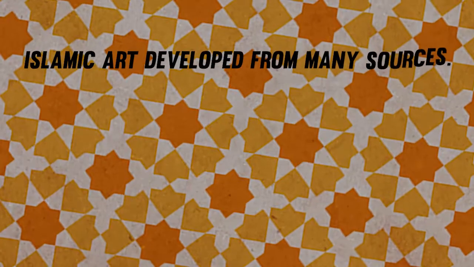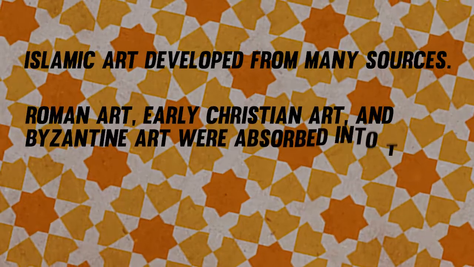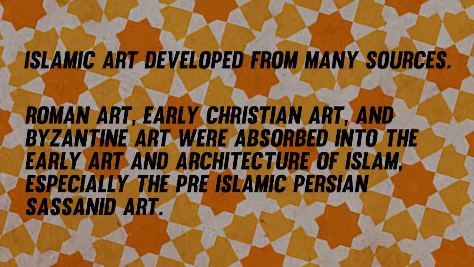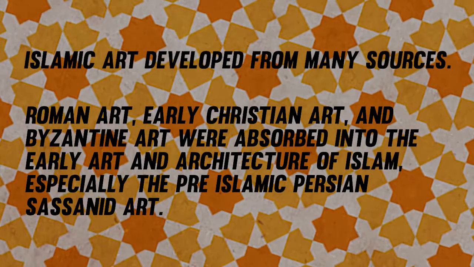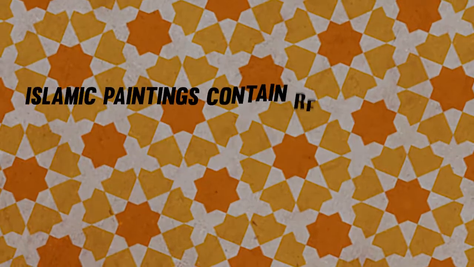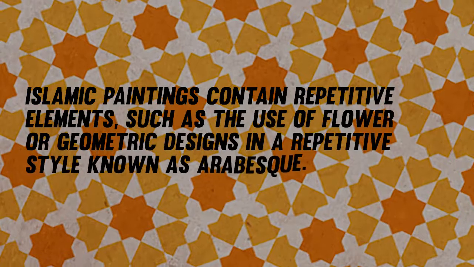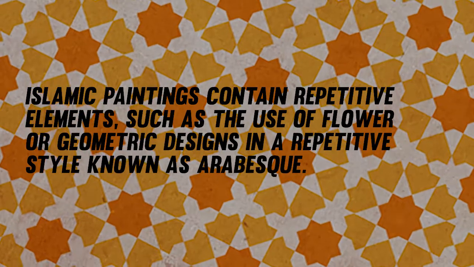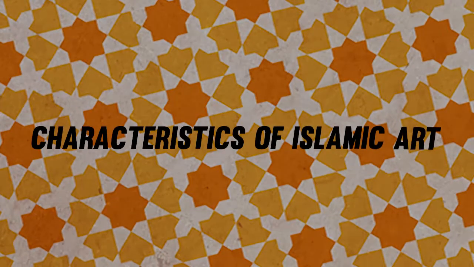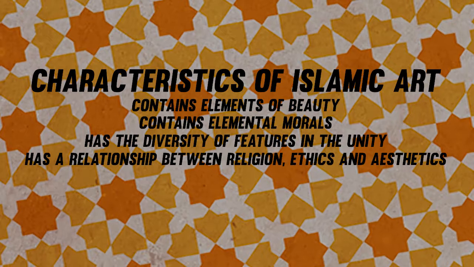Islamic art developed from many sources. Roman, early Christian art and Byzantine styles were absorbed into the early art and architecture of Islam, especially the pre-Islamic version, Sunni art. Islamic art contained repetition of elements such as the use of flower or geometric designs in a repetitive style known as arabesque. The characteristic of Islamic art must contain an element of beauty and also an element of morals.